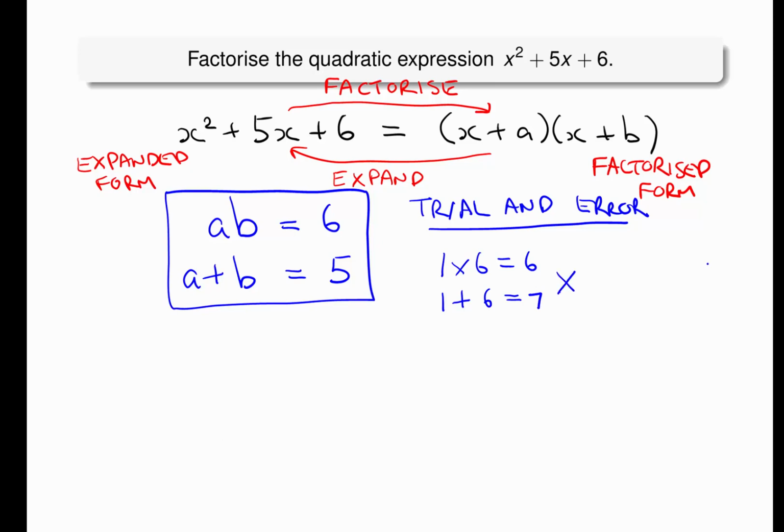Let's try another combination. We know that the product of 2 and 3 gives us 6. Does the sum of 2 and 3 give us 5? Yes, it does. So this combination works. Hooray! Thus, two numbers whose product is 6 but their sum is 5 will be the numbers 2 and 3. So we can set one of the constants to be 2 and the other one to be 3.